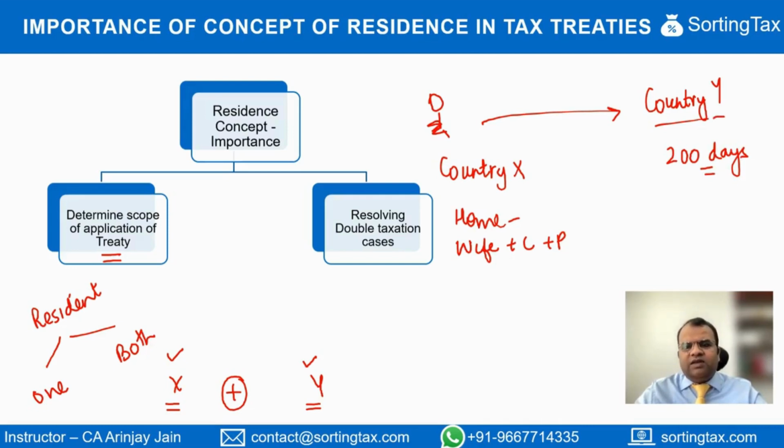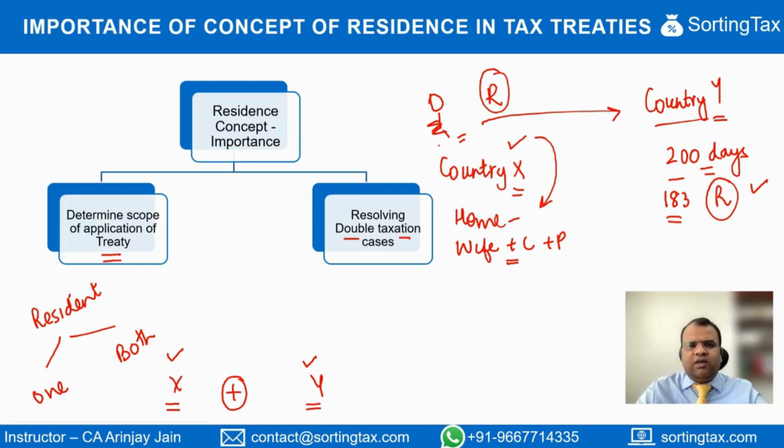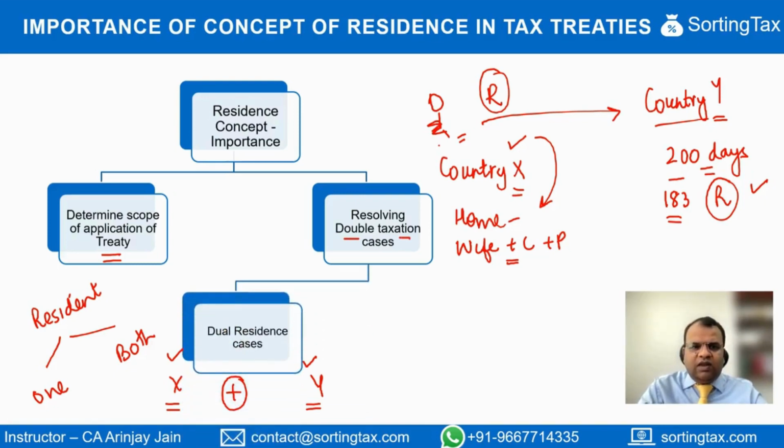Now, country Y basically says that if a person is more than, let's say, 183 days in their jurisdiction, he will become a resident of country Y. Whereas at the same time, country X says that if a person has a permanent home, and his economic and personal relationships are more in the country, he'll become a resident of country X. So we have a situation where an individual can become a resident of country X and country Y. These are the cases which are referred to as double taxation cases, particularly within that, a dual residence case. So the example that I gave is of the dual residence case.